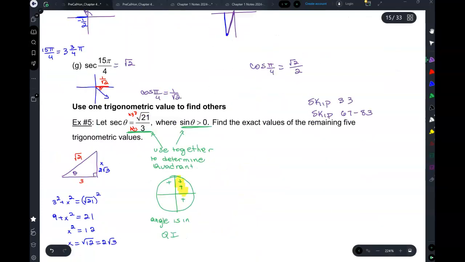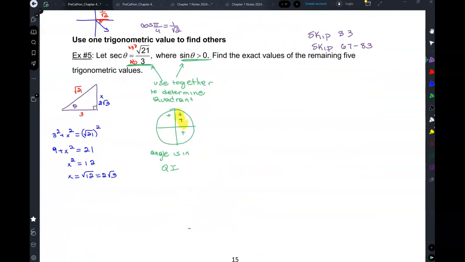So going back here, we are told secant is positive. Secant is like cosine. Where's cosine positive? All, right here, all students take calculus, cosine here. So here and here, okay? All right, so now we know that the angle is in quadrant 1. Now we need to find all of the other trig values. So sine of theta, just going on the triangle, sine of theta is 2 root 3 over root 21.